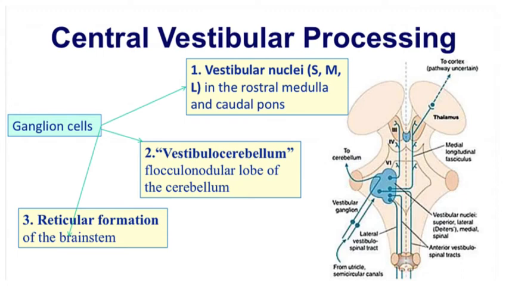The central vestibular processing occurs at three levels. First, the ganglion cells are fired, and this then triggers the vestibular nuclei, the superior, medial, and lateral vestibular nuclei in the rostral medulla and the caudal pons. Then we have the vestibulocerebellum being triggered at the flocculonodular lobe in the cerebellum. And third, the reticular formation is triggered in the brainstem. We're going to discuss these in a little more detail shortly.